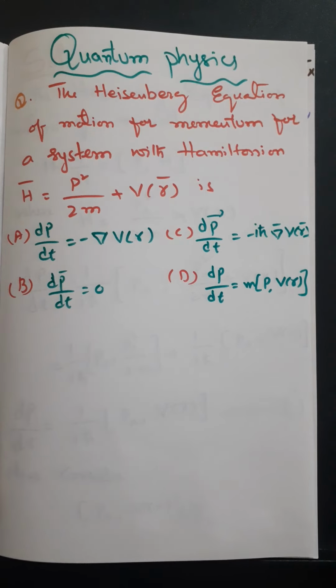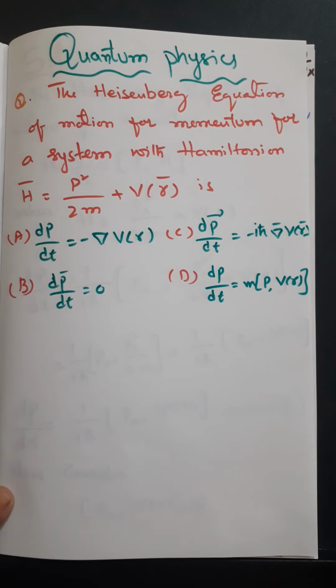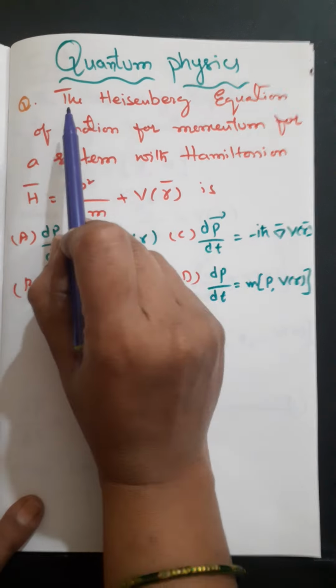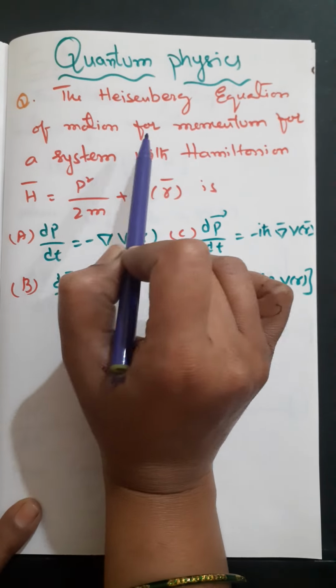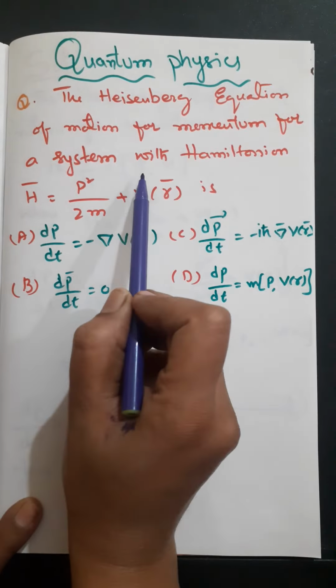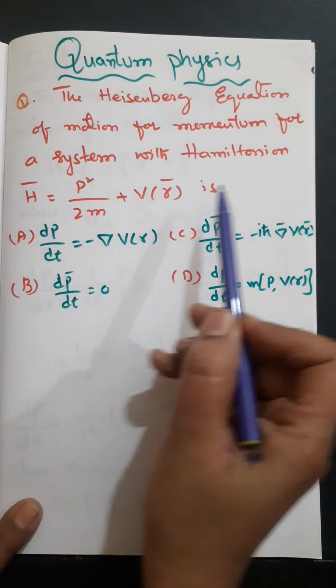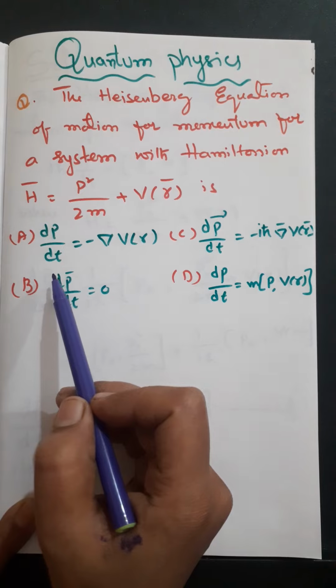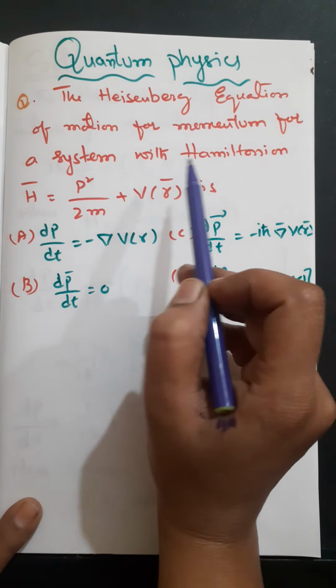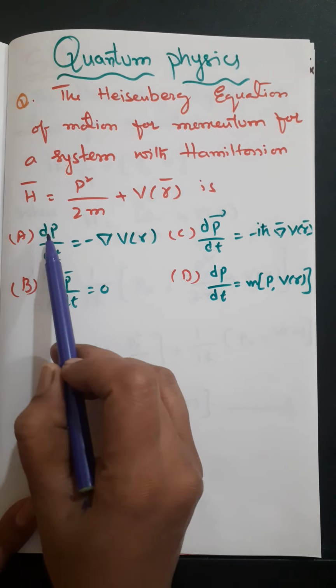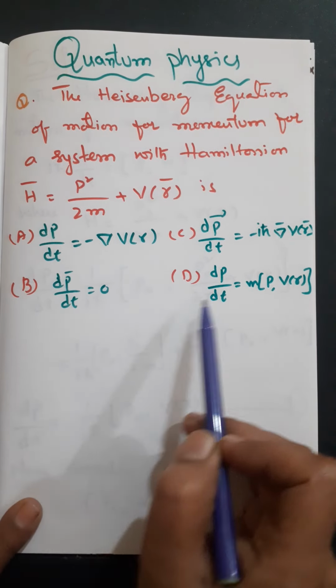These are the problems which are very important for competitive exams like CSIR NET, GATE, JEST, SET and IIT JAM etc. Here the question is: the Heisenberg equation of motion for momentum for a system with Hamiltonian H equal to p square by 2m plus V of r is what? So we have to find the Heisenberg equation of motion in terms of momentum, that is dp by dt is equal to, and there are four options.